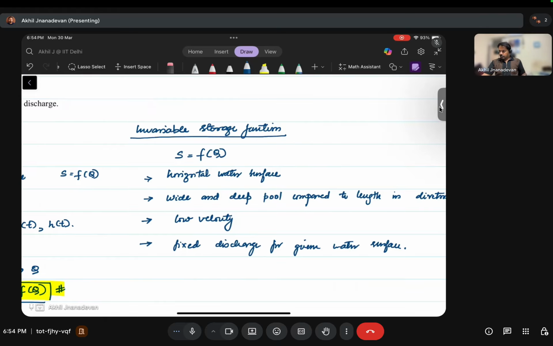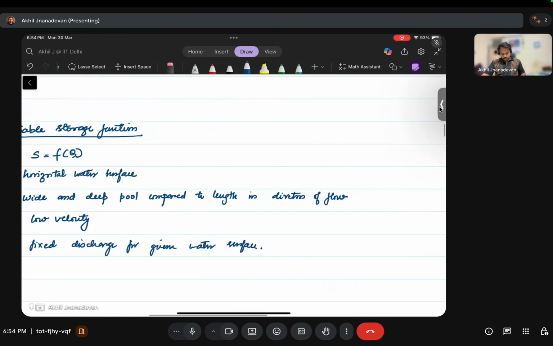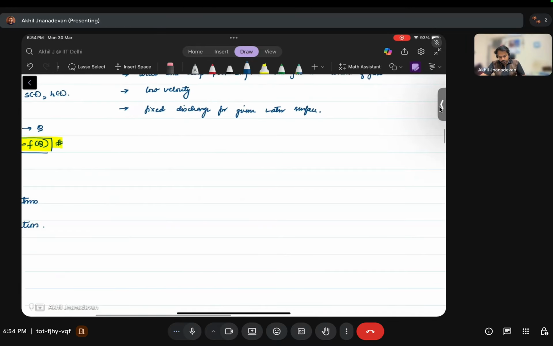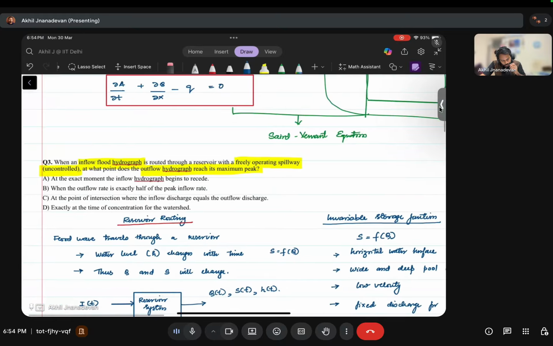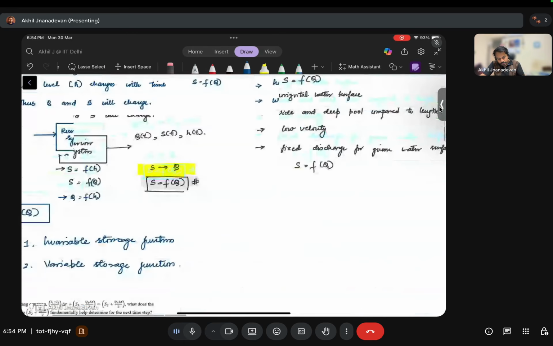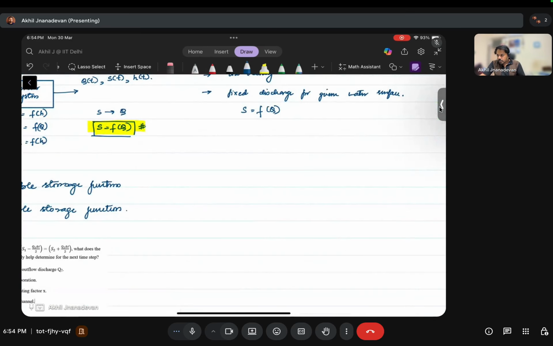And so, for this case, if you consider S is equal to F of Q, in the question it is asked when the outflow hydrograph becomes maximum. When does the outflow hydrograph become maximum, right? So we have our continuity equation, dS by dt is equal to inflow minus outflow.